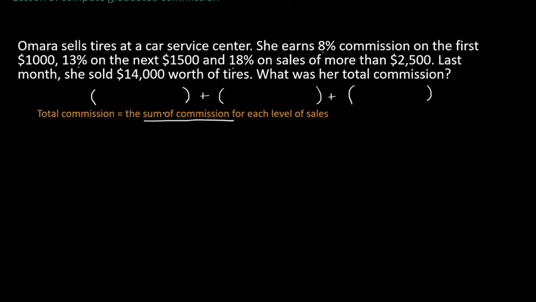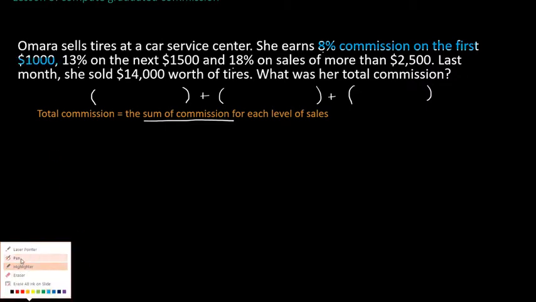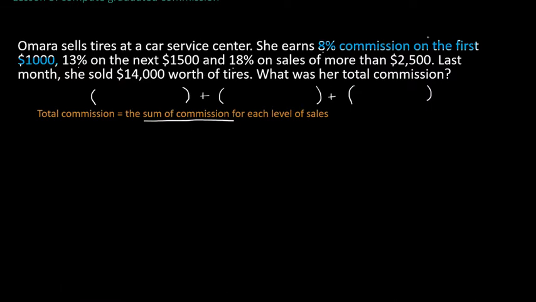And I know that for each one, it'll be the rate times the sale amount. I'll just take it piece by piece. For example, the first part says that she earned 8% commission on the first $1,000 in sales. So I'll stop right there and represent that in my formula. She earned 8% commission off of $1,000. What does that look like? Well, that would be 0.08 times 1,000. Perfect. Then I'll continue.